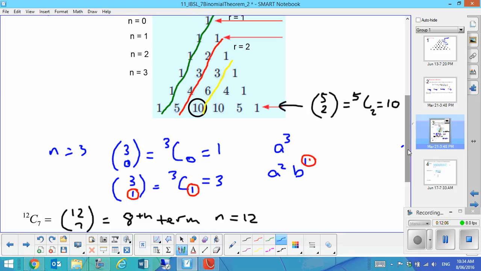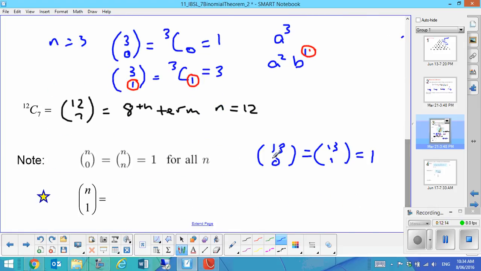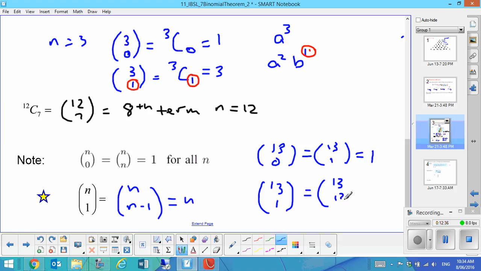Note that always matches the actual power, so that's the same as our n value down both sides. So that's an important one to remember. So nC1 is always the same as nC(n-1), one number less, and that is always equal to n. So in other words, if I had 13C1, that's the same as 13C12, which equals 13. And that's going to be an important one for you to remember. But we'll work with that more.